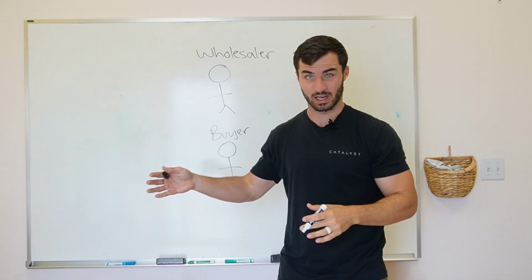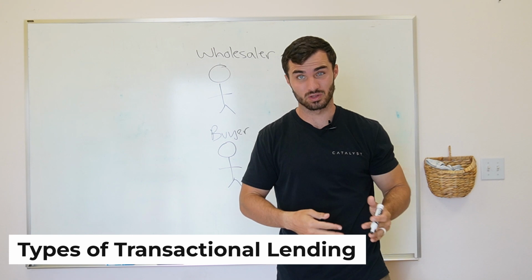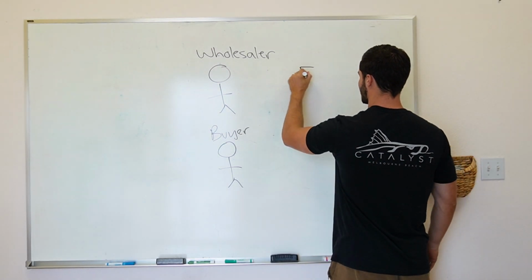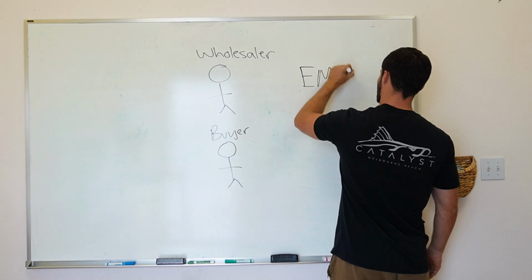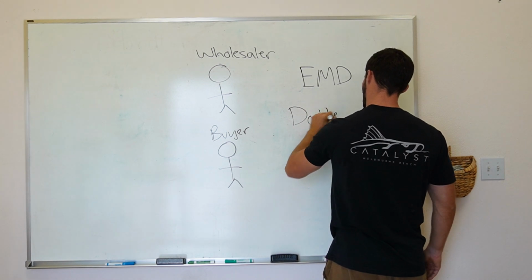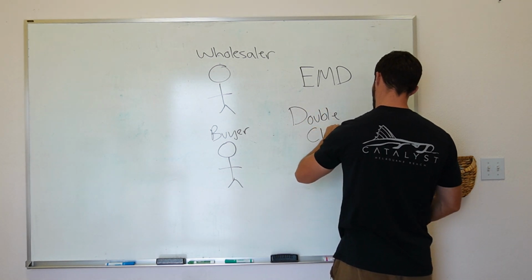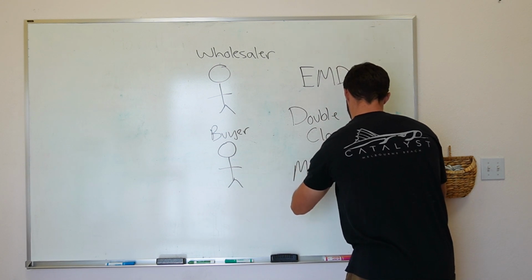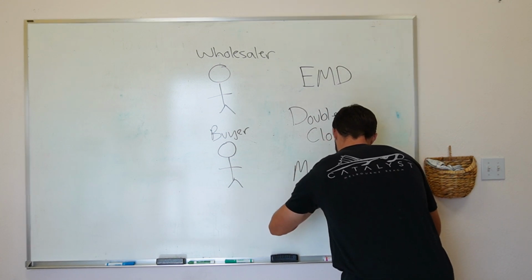Now, on the other side, there's three types of transactional lending that we're going to talk about today for our wholesaler and our buyer. We've got EMD, double close, and then finally, and the one I've talked the least about, is known as the Morby method.